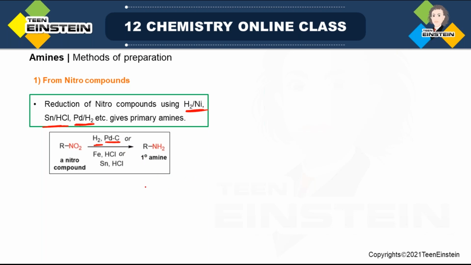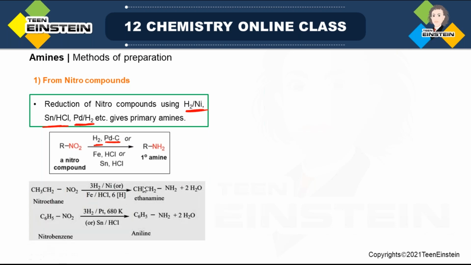So different types of reducing agent we can use. So this is general expression. If you want to see any actual example, suppose we have taken nitroethane, alkyl chain, then NO2, we are using hydrogen Ni, or it may be Fe/HCl. Fe/HCl is not mentioned here, but that also can be used. Fe plus HCl. So here NO2 group is reduced to NH2.